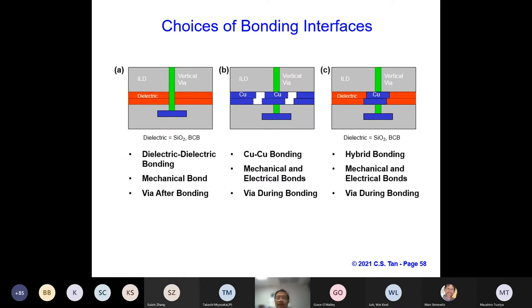And this is a chart that I talked about earlier. I'll skip this.